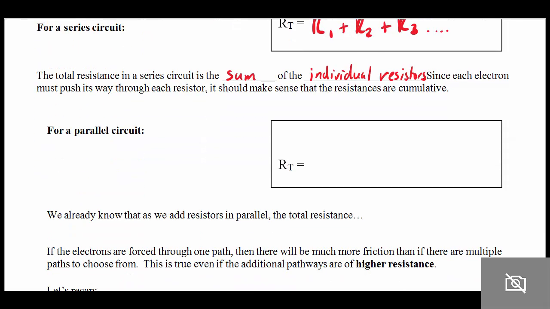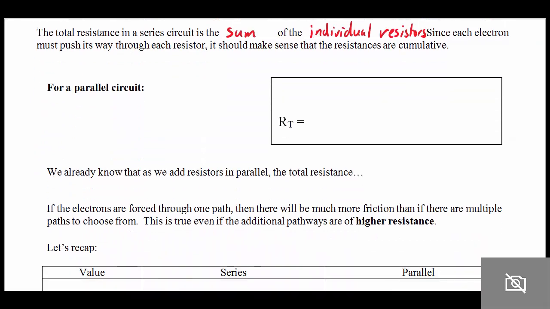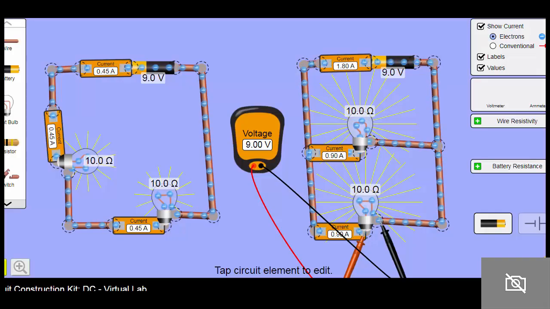Now where things get a little bit confusing is when we look again at parallel circuits. So let's jump back to our circuit here. I'm using 9 volts of potential, and if I look at my total current, I'm getting 1.8 amps. If I do the math on that one, the total resistance of my circuit is actually 5 ohms. Even though the individual light bulbs have a resistance of 10 ohms, the total resistance of the circuit is less. In fact, it's half of each of those.